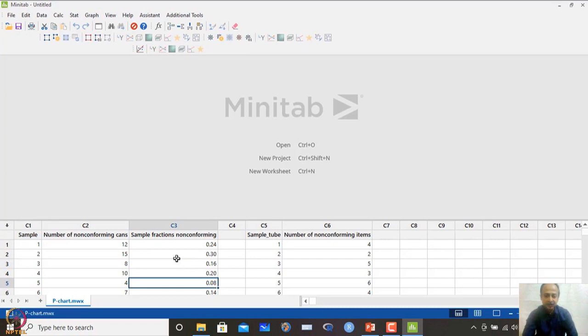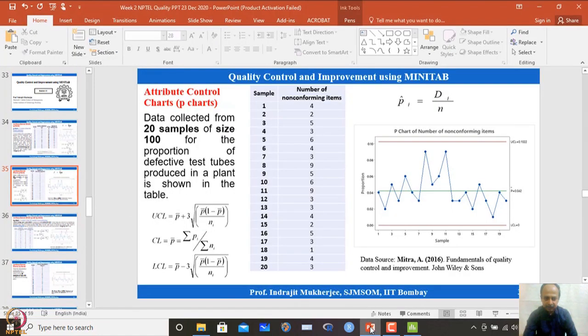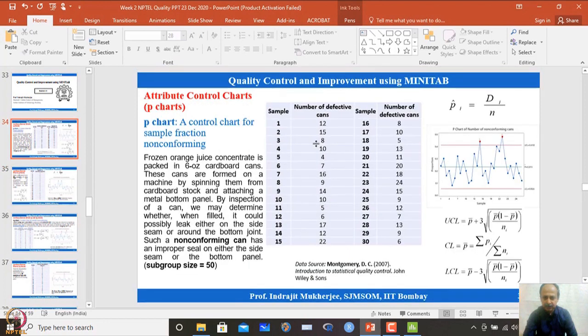Okay. So, these are the observations that are saved over here. This is the same numbers that I can see over here. So, this is 12, 15 like that. The sample size, the subgroup size, was 50. So, that division was done.